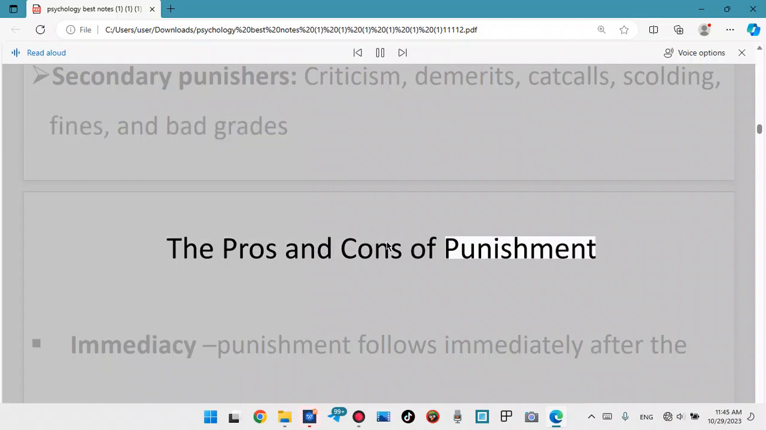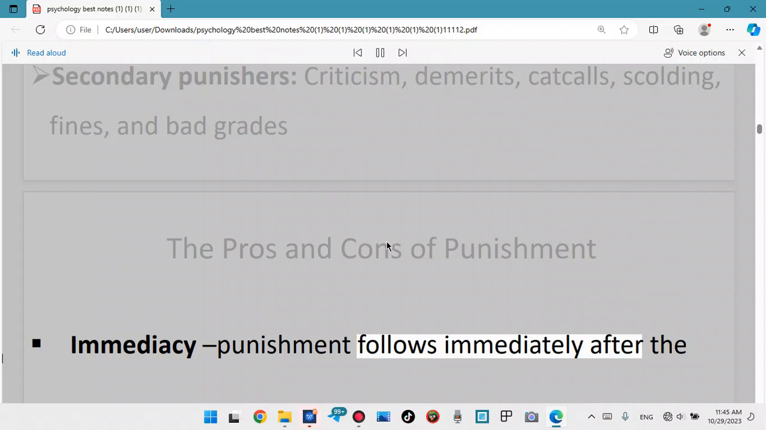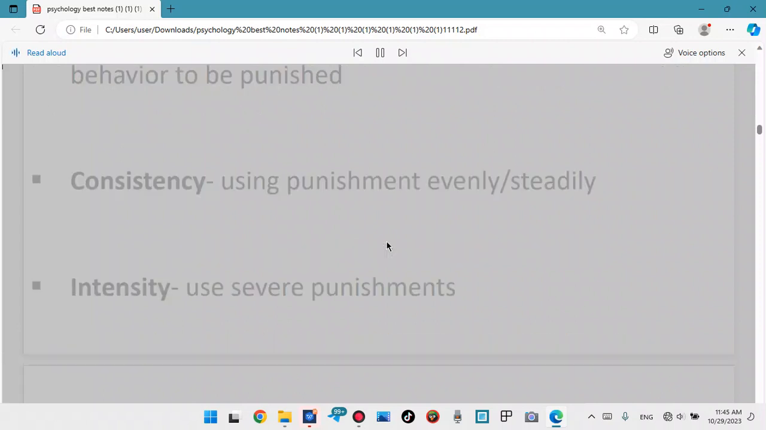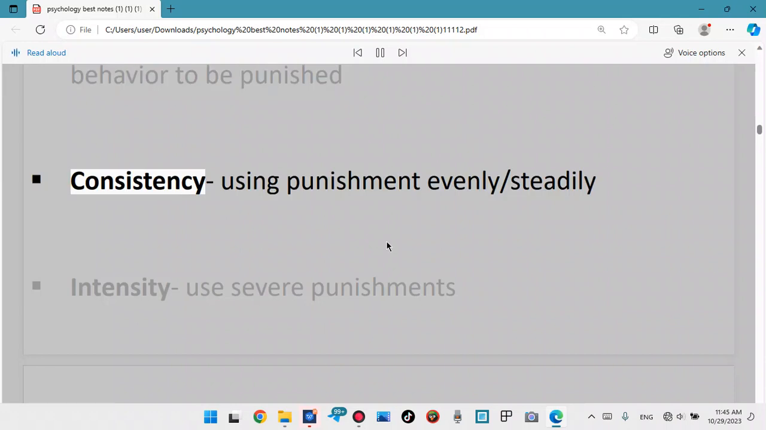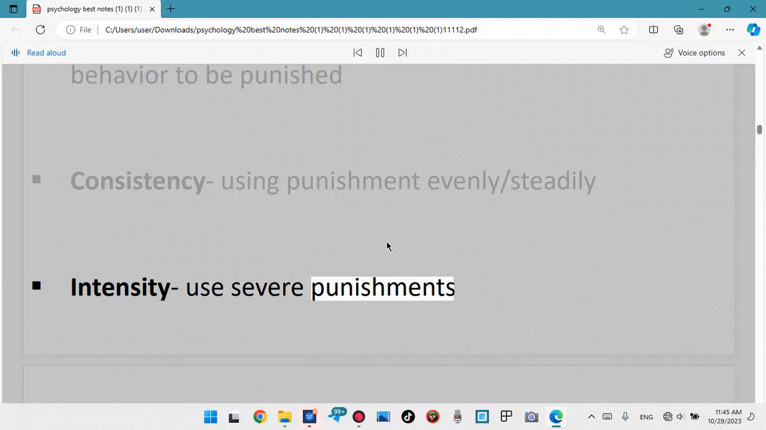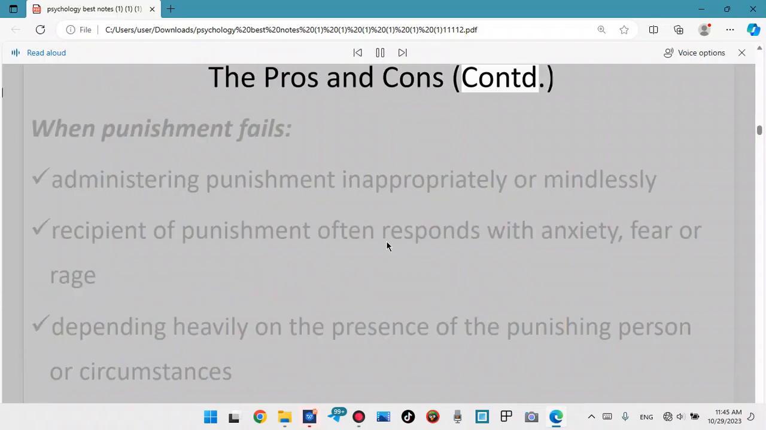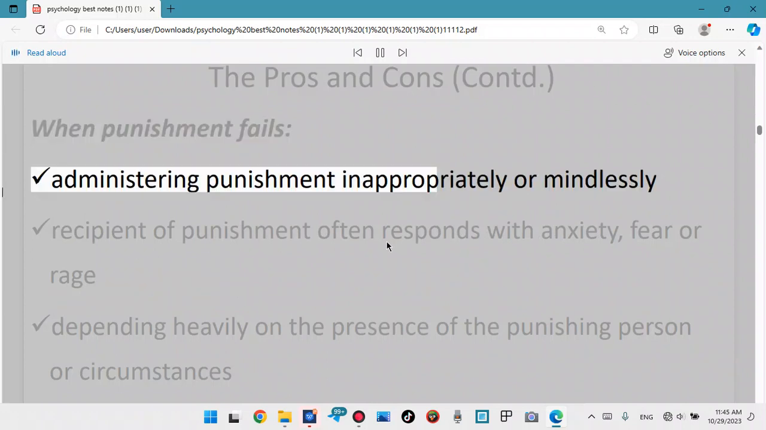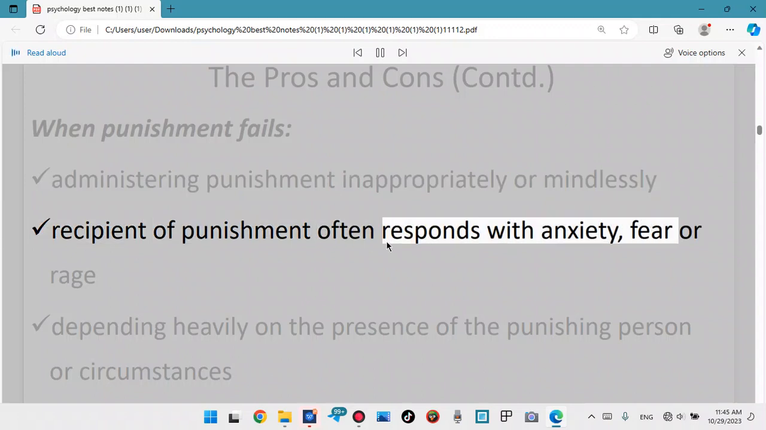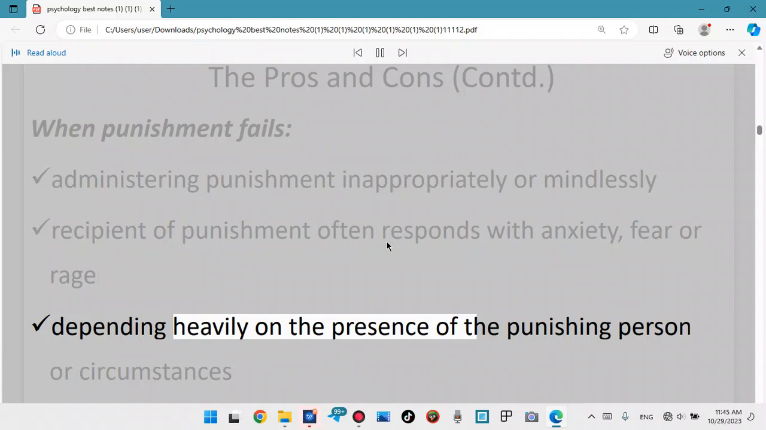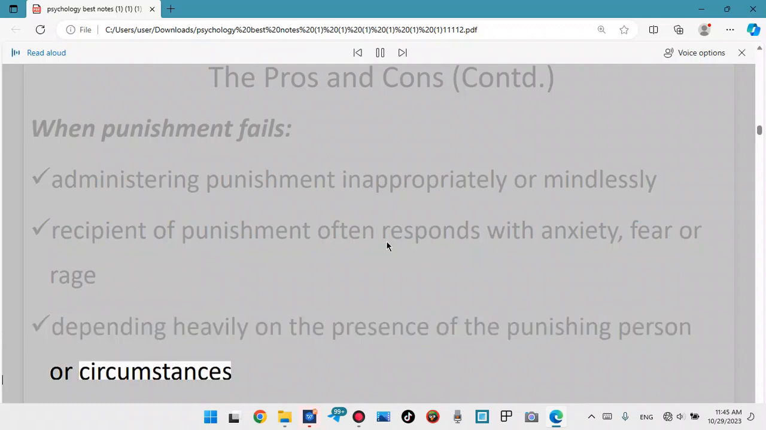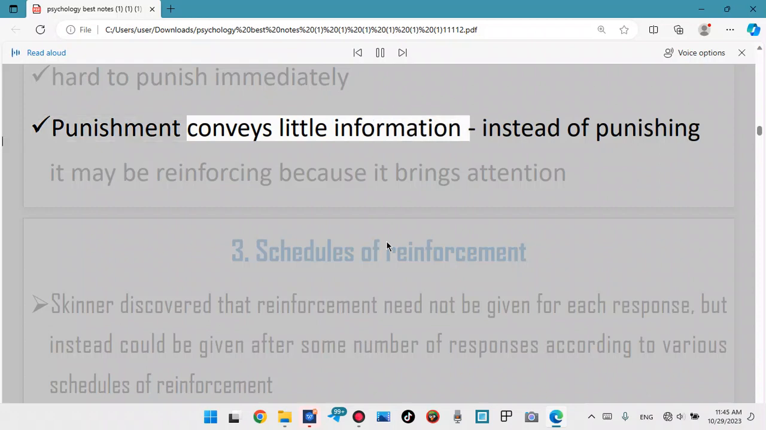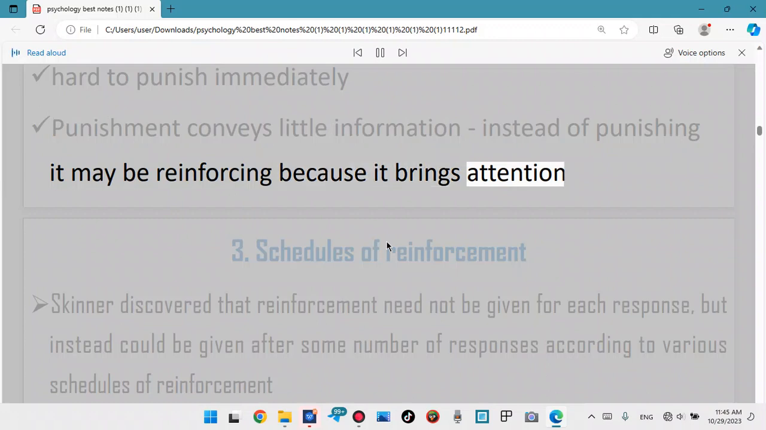The pros and cons of punishment. Immediacy: punishment follows immediately after the behavior to be punished. Consistency: using punishment evenly and steadily. Intensity: use severe punishments. The pros and cons, continued: when punishment fails, administering punishment inappropriately or mindlessly, the recipient of punishment often responds with anxiety, fear, or rage, depending heavily on the presence of the punishing person or circumstances. It is hard to punish immediately. A punishment conveys little information. Instead of punishing, it may be reinforcing because it brings attention.